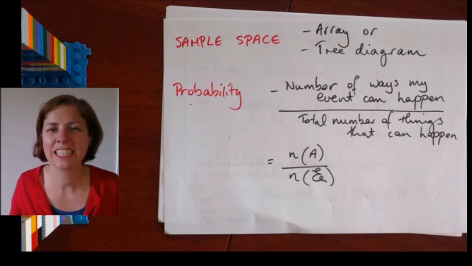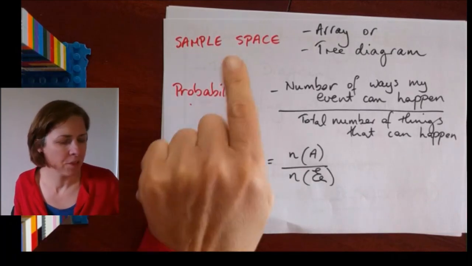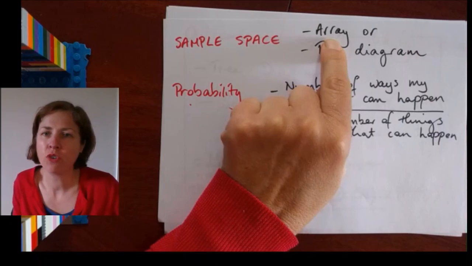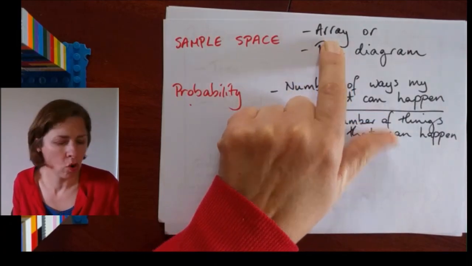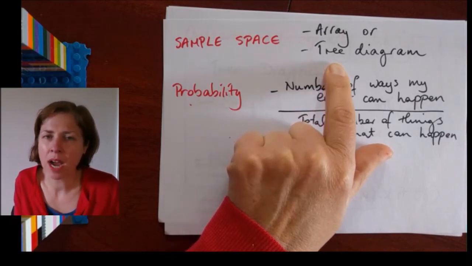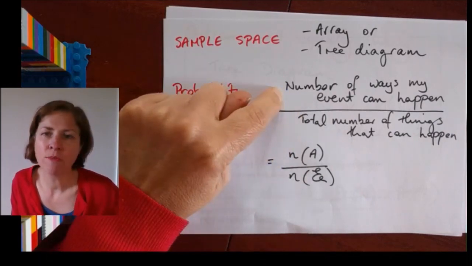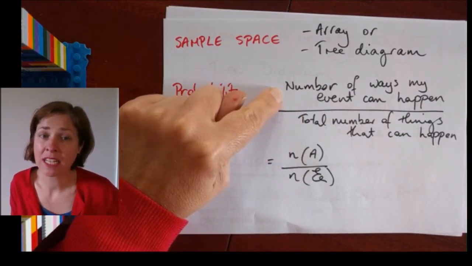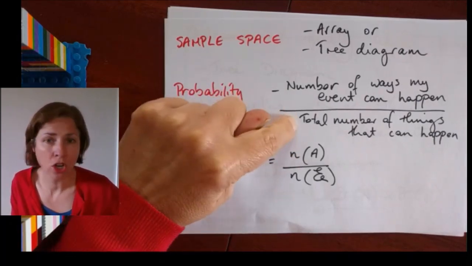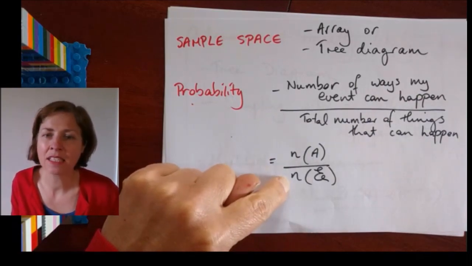All right, let's sum up. So we're looking at two-step experiments, and the first thing we need to know is how can we find the sample space? We either use an array or a grid, or we use a tree diagram, and that will give us a list of everything that might happen. To calculate probability, I'm going to put on my numerator the number of ways that my event can happen. That's NA, where A is my event. And on the denominator, the total number of things that can happen. That's the number of things in the sample space.